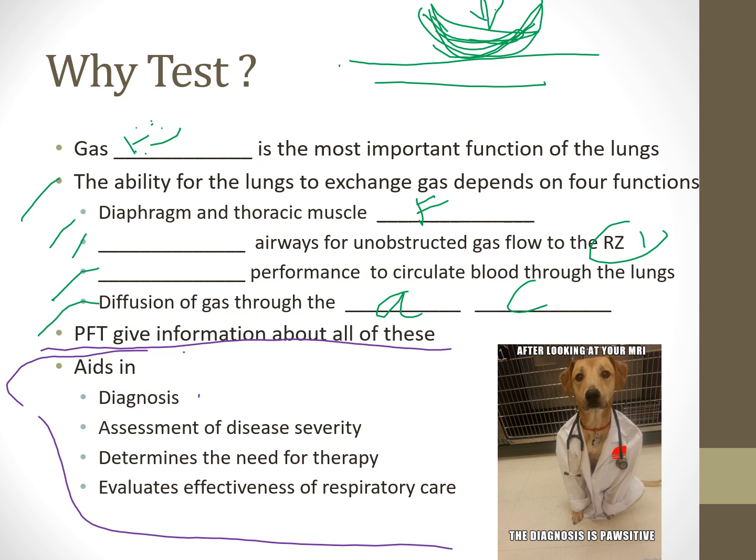So diagnosing, absolutely great for diagnosing. Assessment of severity, that's what we just talked about. I can know if someone is obstructive versus restrictive disease, and I can tell you how severe it is, which would then tell us what aggression we need to have with the therapeutic interventions, like inhalers. Do we need to go with a steroid inhaler? Do we need to add a bronchodilator? Do we need to add a long-acting beta agonist? Do we need to add more types of medications to this? Do we need to add things like that? Determines the need for therapy.